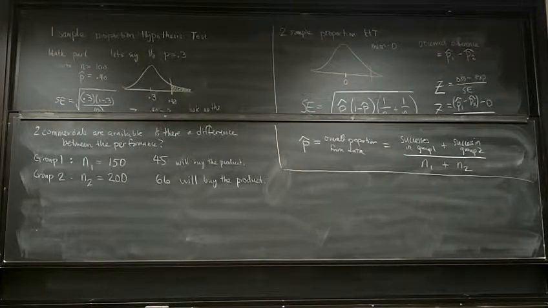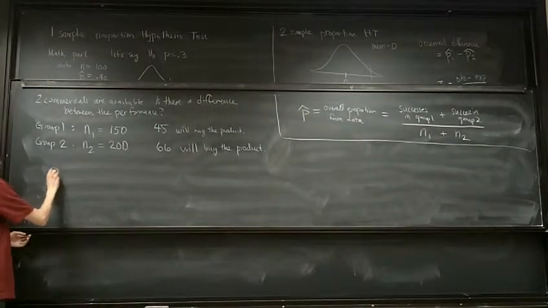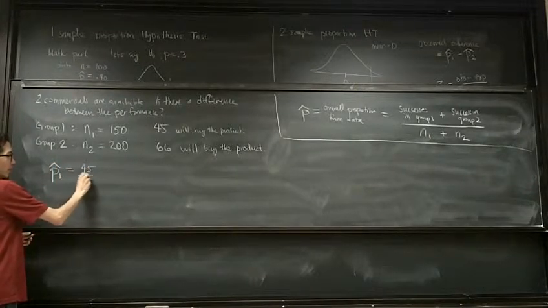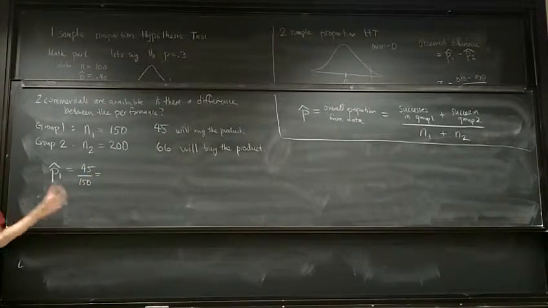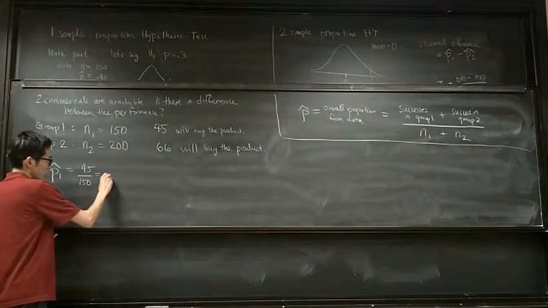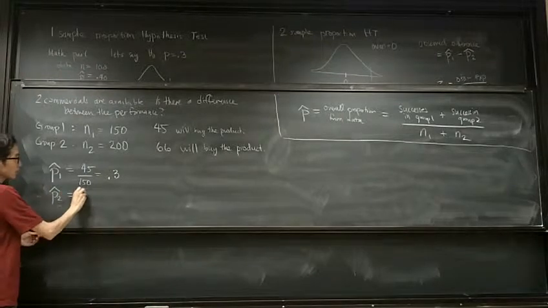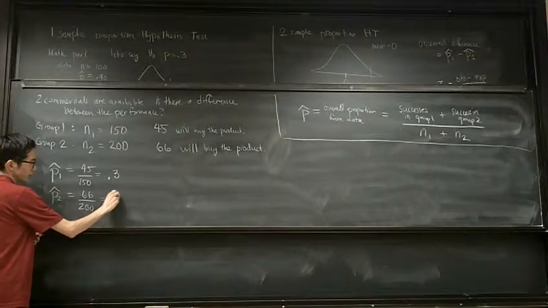Okay? So from this, what's my P1 hat and what's my P2 hat? P1 hat is going to be 45 divided by 150, right? Anytime you're talking about proportion, it can never be a number bigger than 1. It always has to be between 0 and 1. So I do 45 divided by 150, and I get 0.3. And P2 hat, I do 66 divided by 200, and I get 0.33.